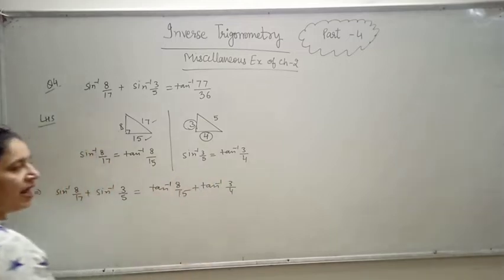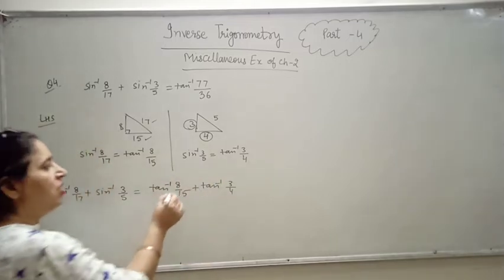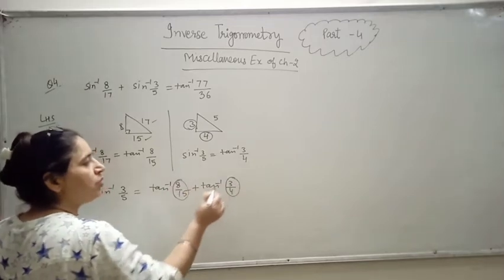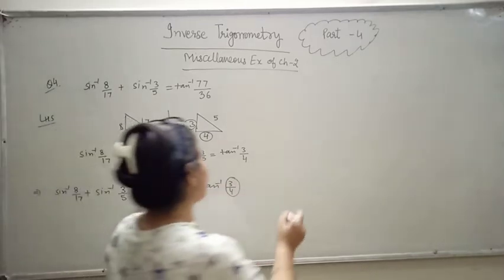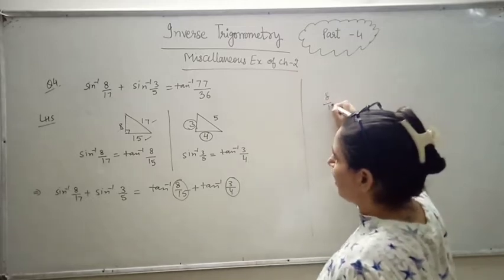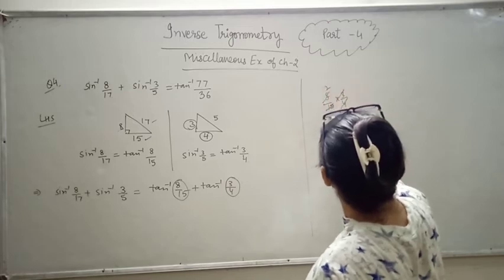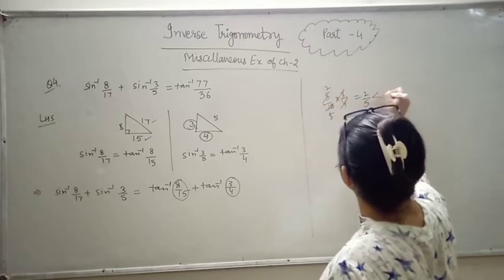Now before applying the formula of tan inverse A plus tan inverse B, we need to check whether the product of these two is less than 1 or not. So I am going to do it here. 8 by 15 multiplied by 3 by 4. 4 twos are 8, 3 fives are 15. So this is 2 by 5, which is less than 1.